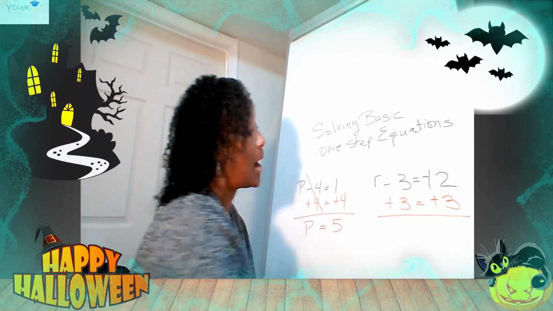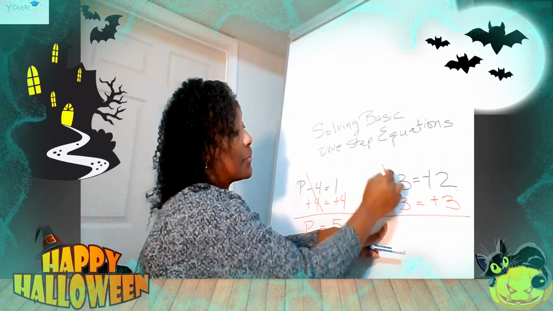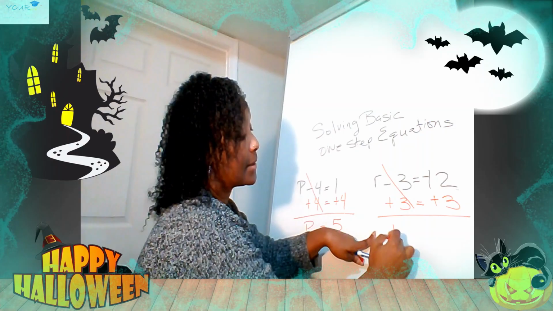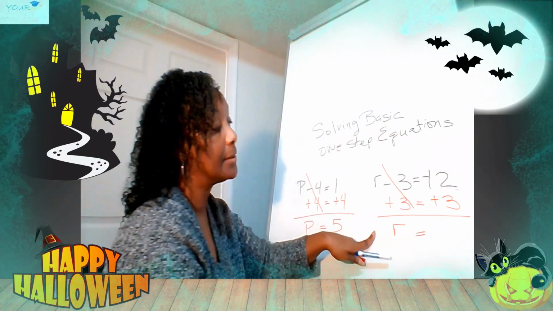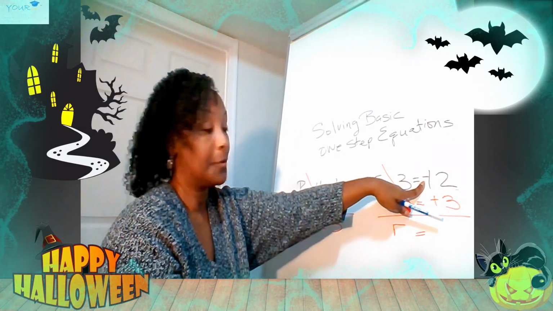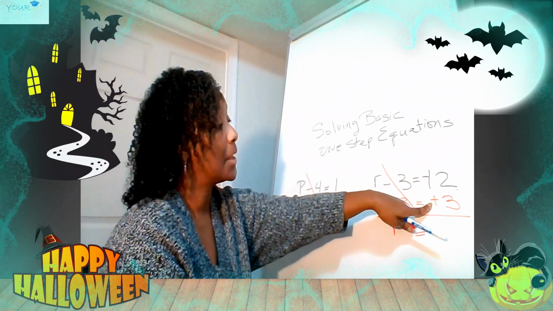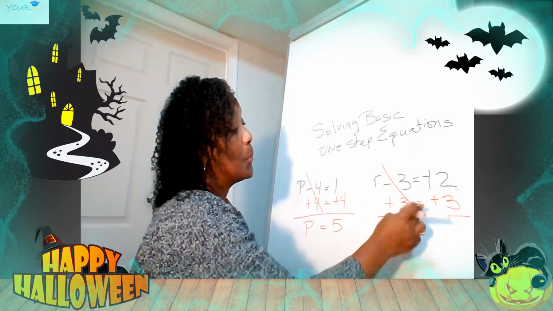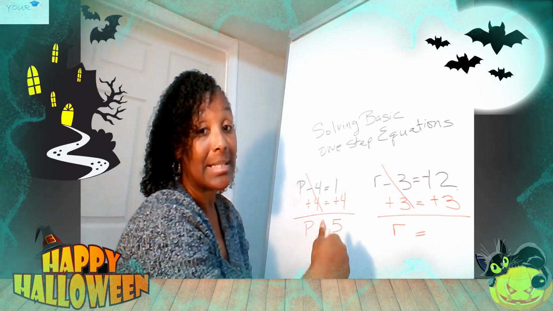So now when we add our 3 here on the left side, that allows us to cancel out these 3's here, which leaves us only with the r. So we're going to bring down our r, equal sign. Now we have a negative 12 plus 3. So we have a negative and a positive. So we know we need to subtract because that's the rule. So when we subtract 3 from 12, we get 9.